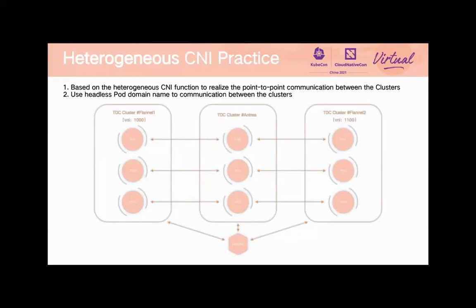At the same time, if we accomplish point-to-point communication of heterogeneous CNIs, we can use some CoreDNS plugin to realize cross-cluster identification of domain names, such as the Kubernetes plugin. After that, we can use headless domain names for cross-cluster point-to-point communication. This will make the cross-cluster communication more convenient.